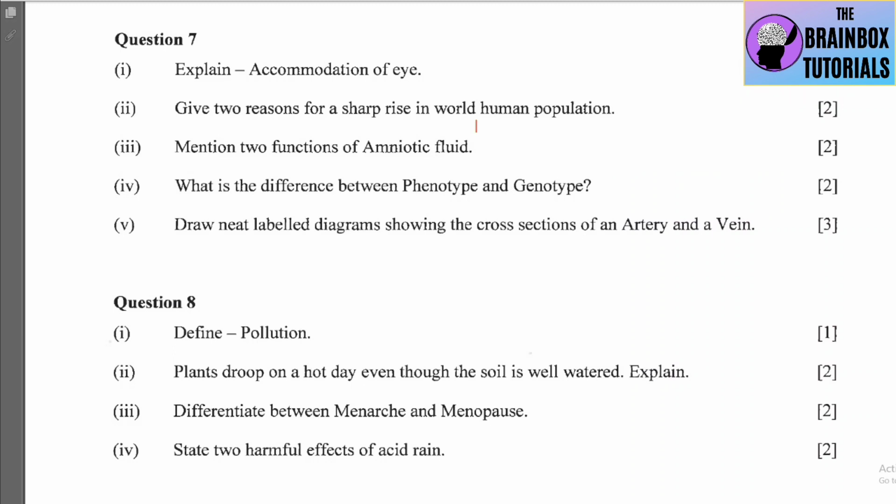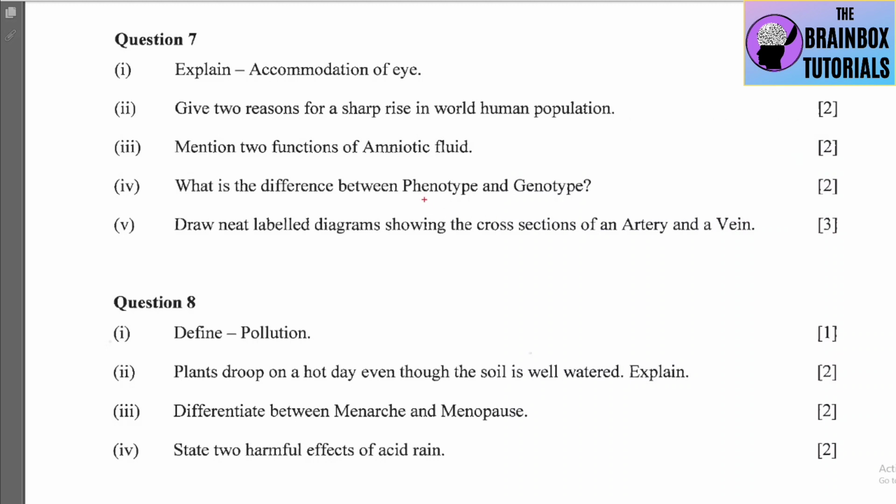Now 7 part 3 is mention 2 functions of amniotic fluid. So first function will be that it protects the embryo from physical damage by jerks or mechanical shocks. And second one will be that it allows the fetus some restricted movement.